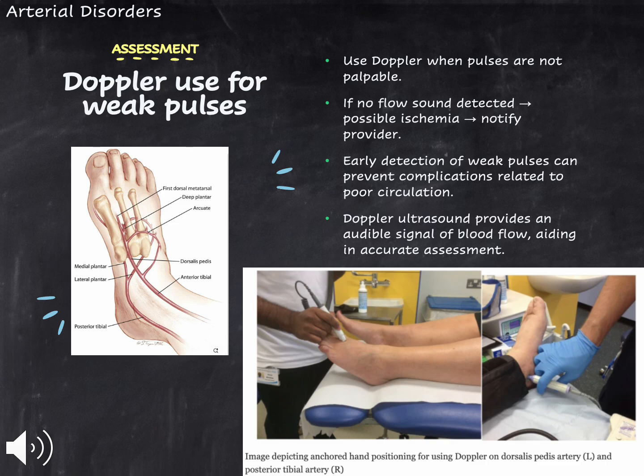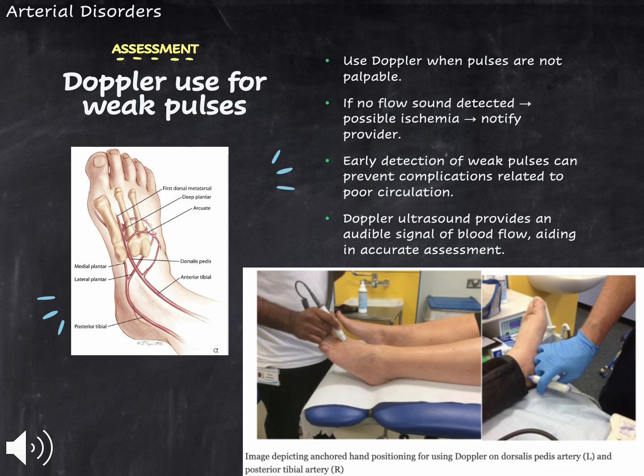Next, let's discuss how and why we use a Doppler ultrasound to assess circulation in patients with PAD. When a peripheral pulse, such as the dorsalis pedis or posterior tibial, is weak or not palpable, we never assume that it's absent. Instead, we verify it using a Doppler device. The Doppler converts blood flow into audible sounds, so even when you can't feel a pulse with your fingers, you can hear it. This is especially important in patients with arterial disease, where blood flow is often reduced but not completely blocked.